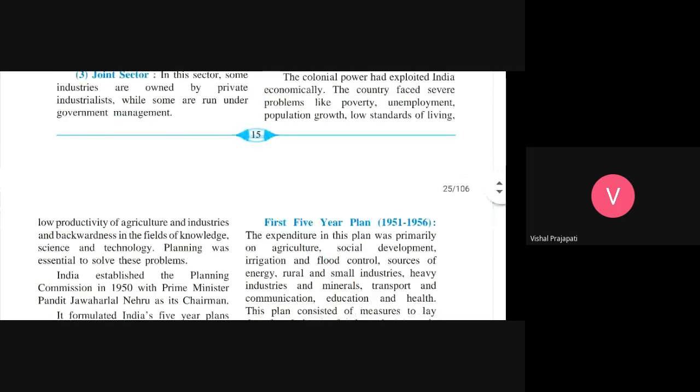The country faced severe problems like poverty, unemployment, population growth, low standards of living, low productivity of agriculture and industries, and backwardness in the field of knowledge, science and technology. So what are the different problems that India was facing when the Britishers were ruling us? First one was poverty. Poverty was everywhere in the country. Next one is unemployment.